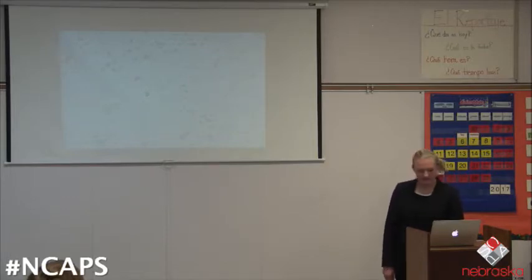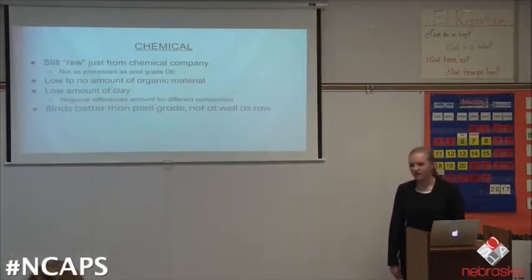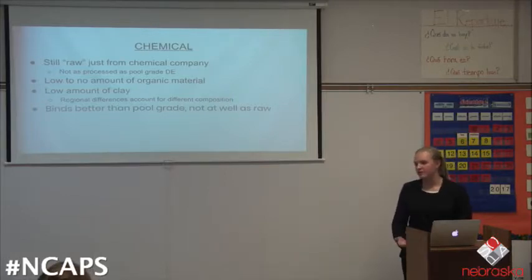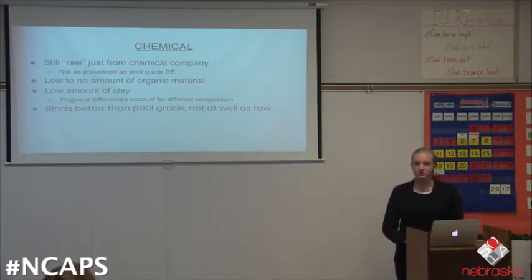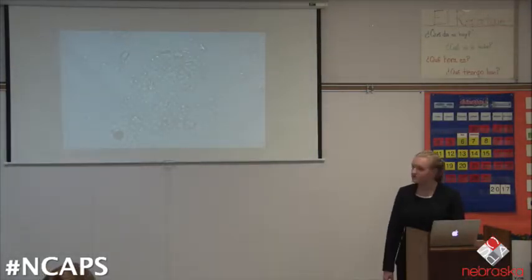So the next kind is the chemical kind. And this one is still raw. It's just from a chemical company, so that's why it's called that. And it's not as processed as the pool grade, which is the next one I'm going to talk about. And this one had a low to non-existent amount of organic material, and it had a low amount of clay. And so even though it's raw, just like the first kind, the regional differences account for the different composition. And this one binds better than the pool grade, which I'll be talking about next, but it does not bind as well as the raw, which is the first one. And these are some pictures of it.